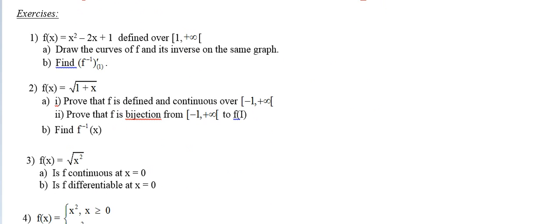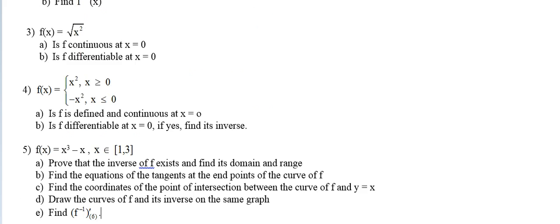f of x equal x squared minus 2x plus 1 is defined on 1 to plus infinity. We have to draw the curves of f and its inverse on the same graph. Then we have to find f inverse prime of 1, and this is very important. We are going to have this in official exams. We will see how to do it. Now let's draw x squared minus 2x plus 1 and its inverse. Let's see if it has an inverse first.